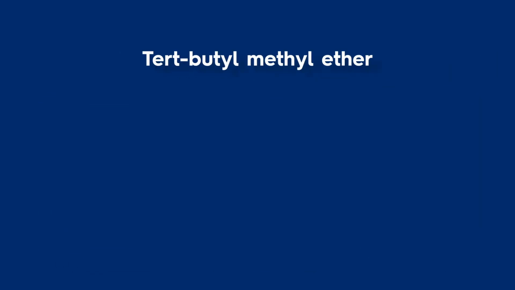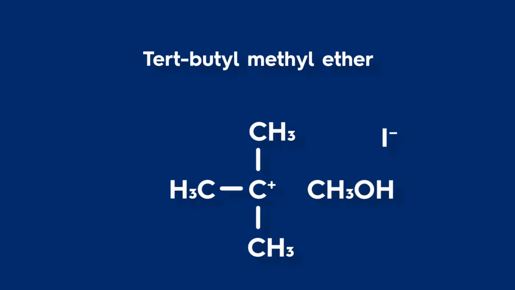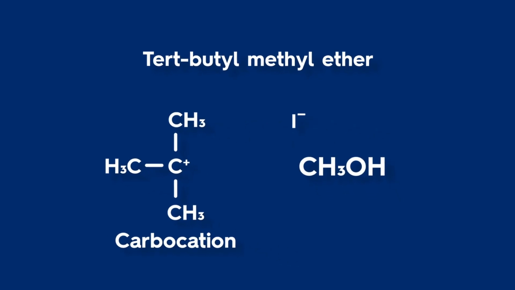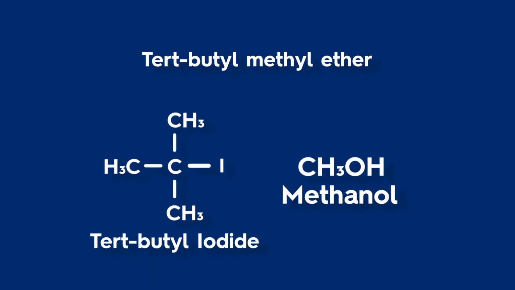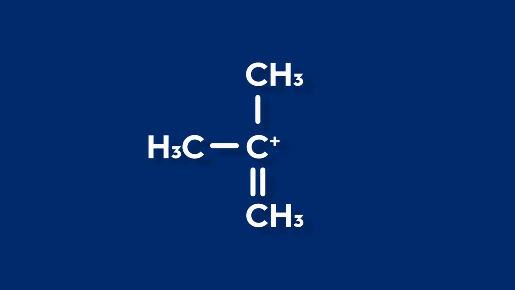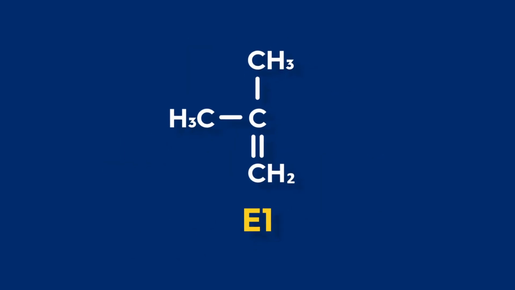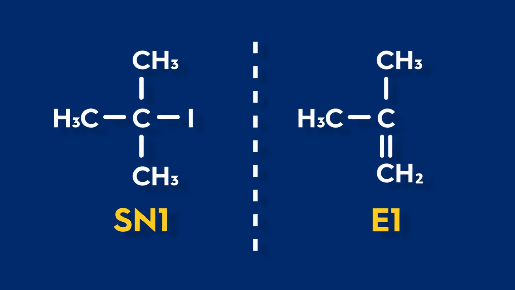For example, tert-butyl methyl ether in hydroiodic acid. After protonation, the tert-butyl side easily forms a carbocation. Iodide captures it, giving tert-butyl iodide and methanol. That's an SN1 cleavage. At higher temperatures, elimination, E1, can compete with SN1 when carbocations are involved. So the product mix depends on the substrate and on the reaction conditions.